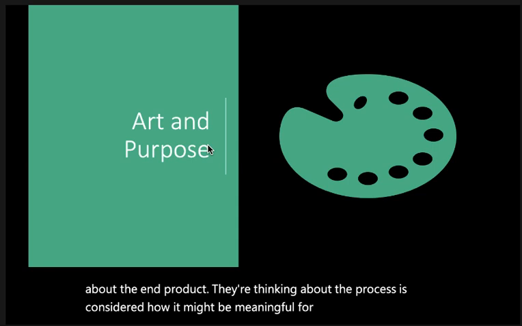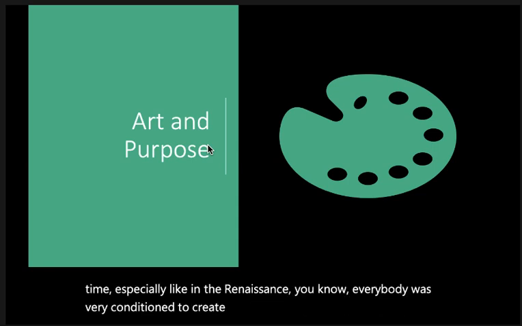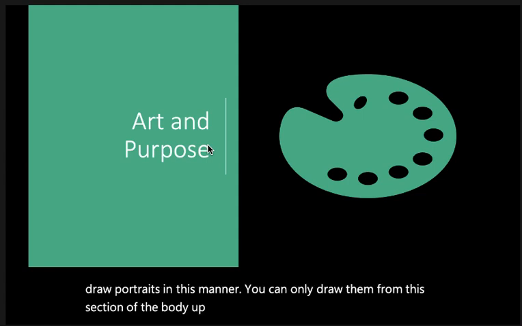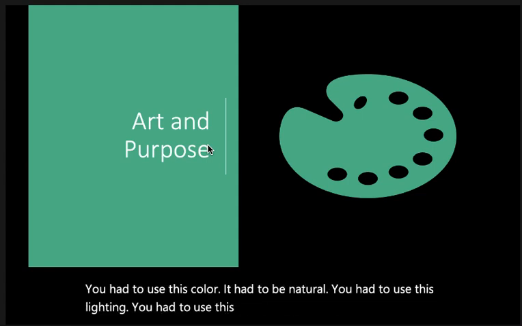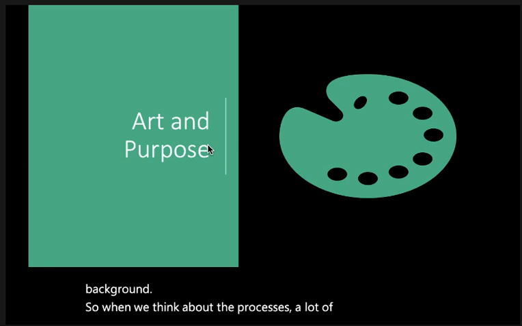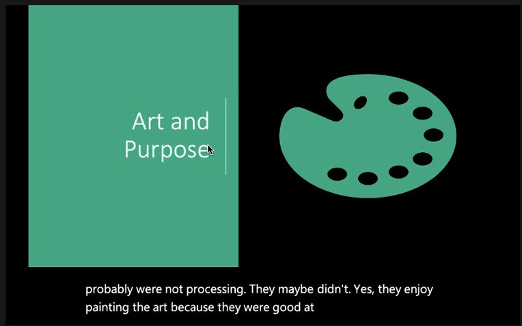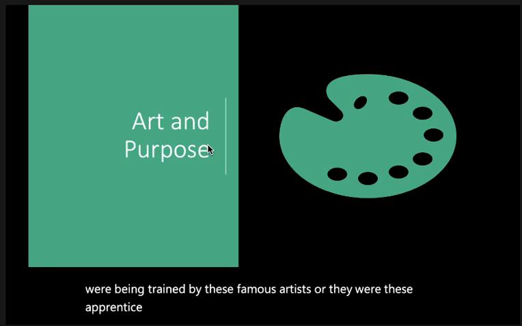A lot of times, especially in the Renaissance, everybody was very conditioned to create this traditional type of art. You had to draw portraits in this manner. You could only draw them from this section of the body up. You had to use this color. It had to be natural. You had to use this lighting. You had to use this background. So when we think about the processes, a lot of those artists probably were not processing. They maybe didn't. Yes, they enjoyed painting the art because they were good at it. It was relaxing. They were being trained by these famous artists, or they were apprentices for these famous individuals.